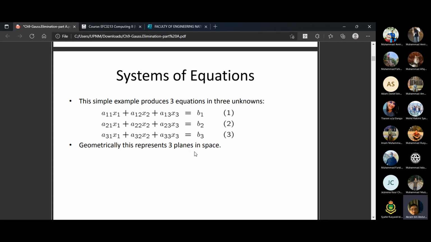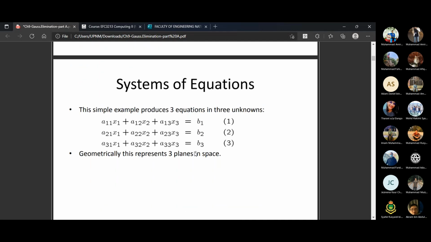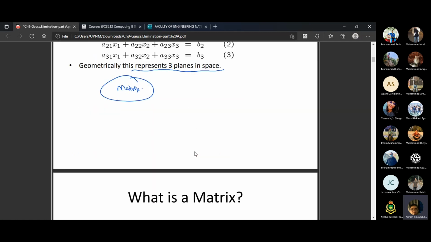Let's say we name them A11 x1, A12 x2, A13 x3 equal to B1, A21 x1, A22 x2, A23 x3 equal to B2, and A31 x1, A32 x2, A33 x3 equal to B3. Geometrically, we can represent this in three plane spaces, and for that we can use what we call a matrix to solve this system of equations.